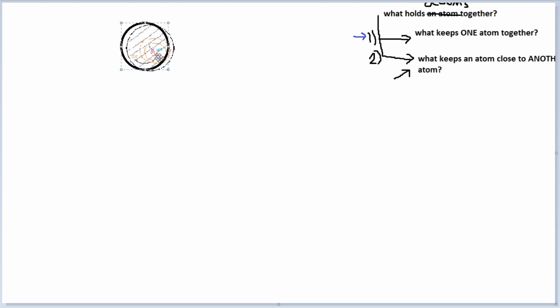I'm going to try to put it in the same place. There's our circle. Inside that circle is our picture of an atom. We're not going to think about it. We want to think about another atom. So let's do it like this. I'm going to make a copy of this atom.